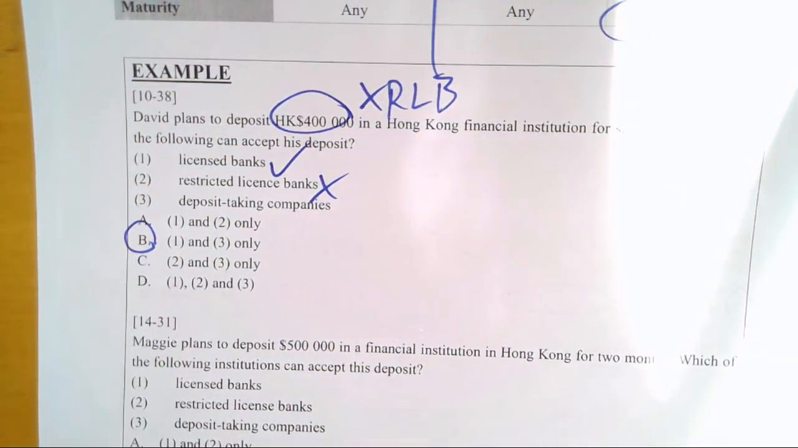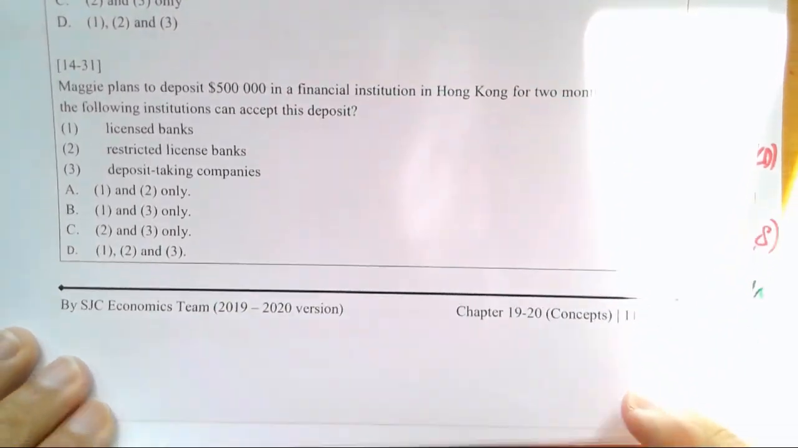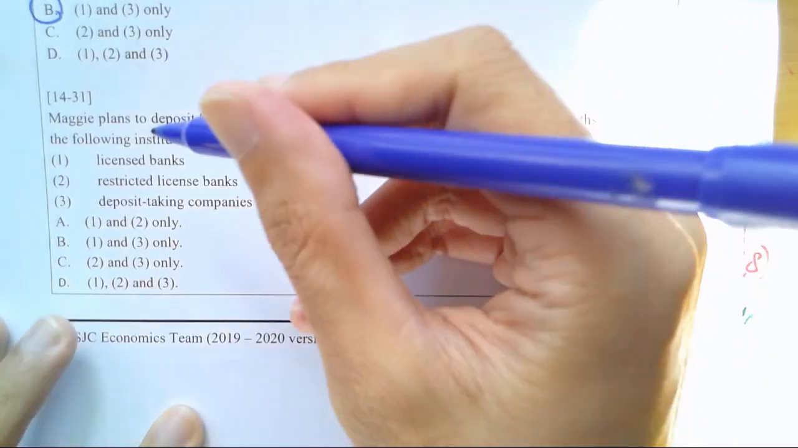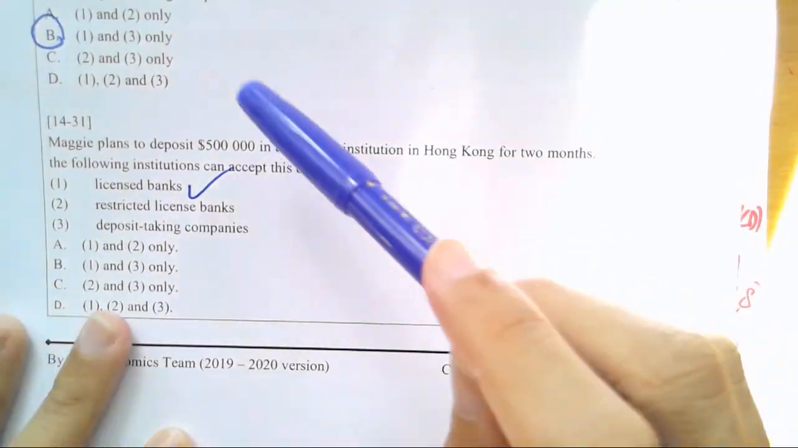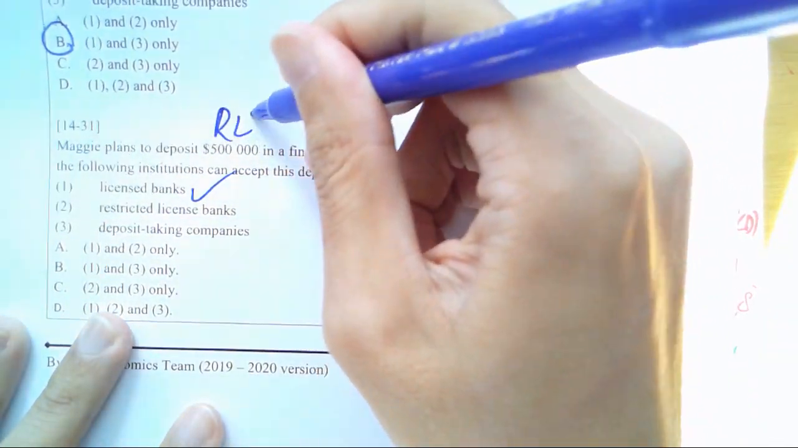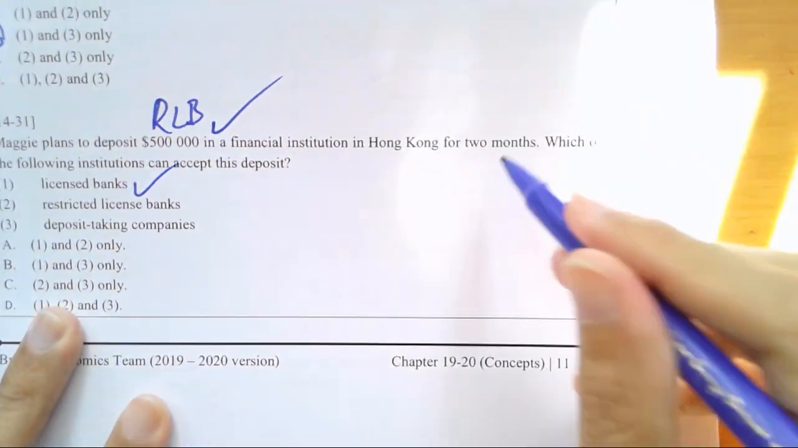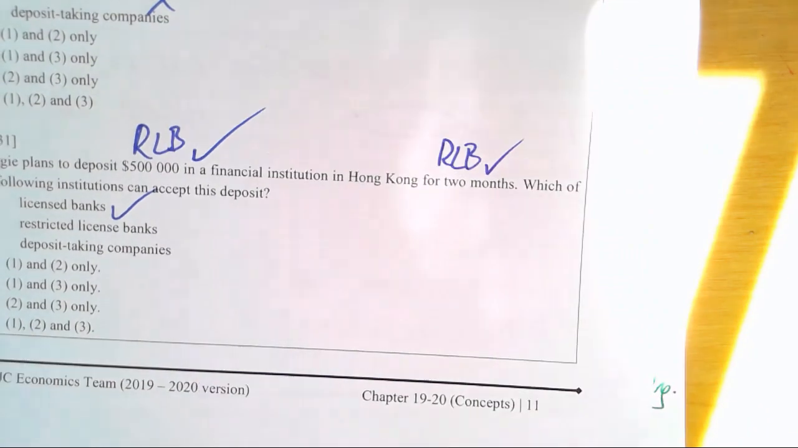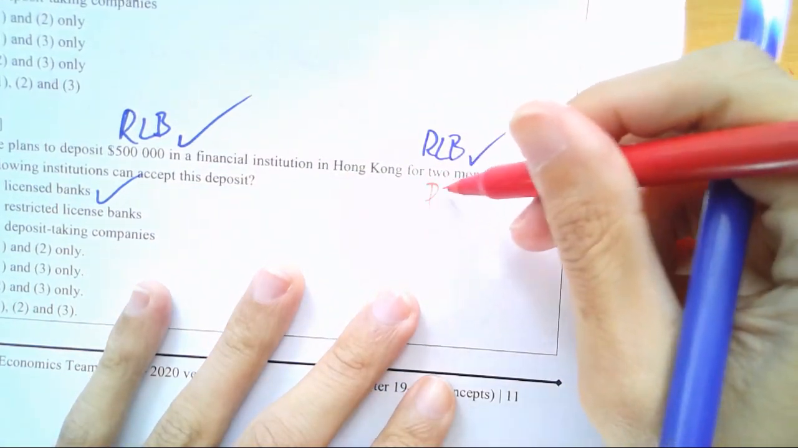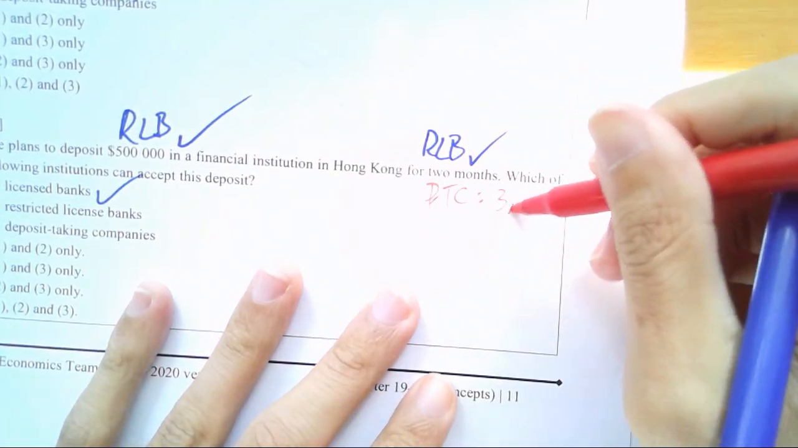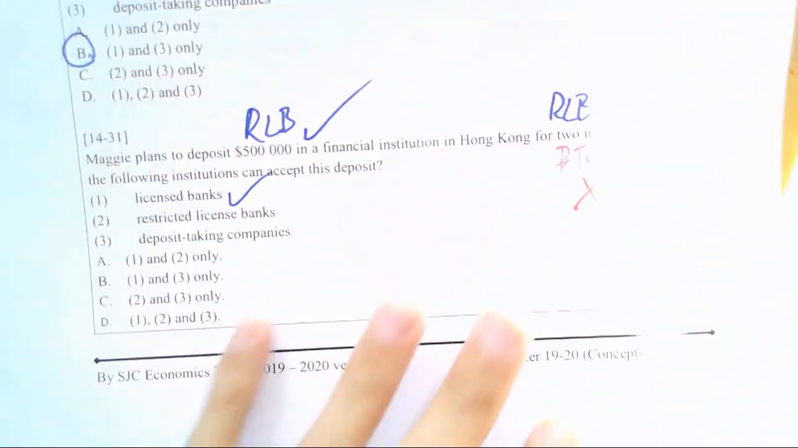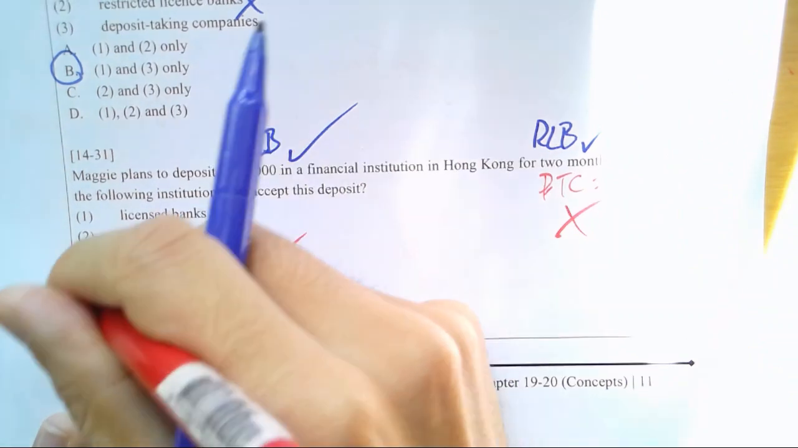對 table 嘅就冇特別㗎。Again, plans to deposit in a financial for 2 months. Of course, deposit license bank. Now, this amount, RLB okay. What about 2 months? RLB also okay. But DTC needs 3 months. 要3個月嘅 DTC 得唔得？ So DTC not okay. 1 and 2.